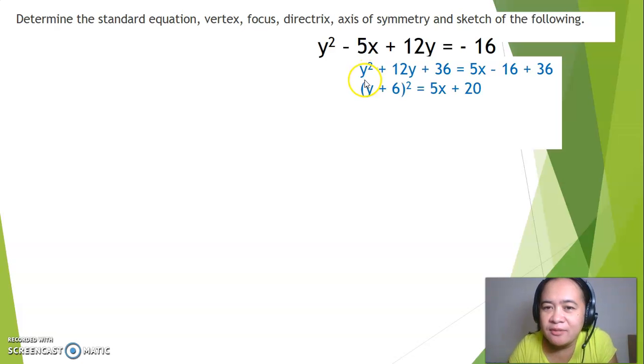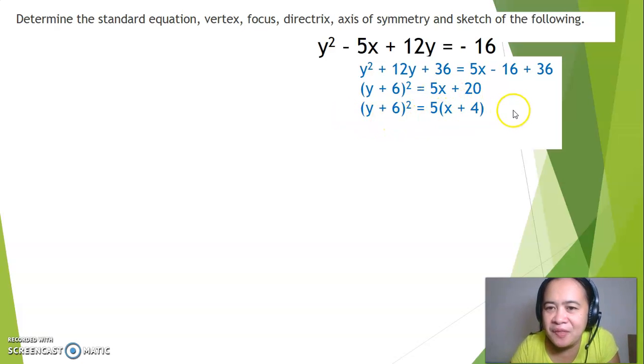Rewriting this to binomial form, we will have y. Square root of 36 is 6. Sign of the second term is positive. Negative 16 plus 36 is 20. So in this case, 5 is common, so factor it out. So we'll end up with this. So this is our standard equation.